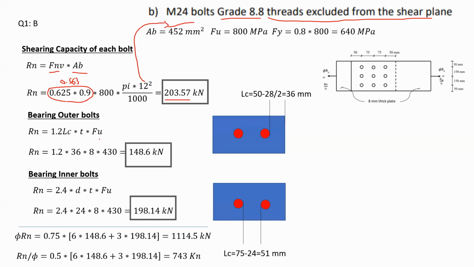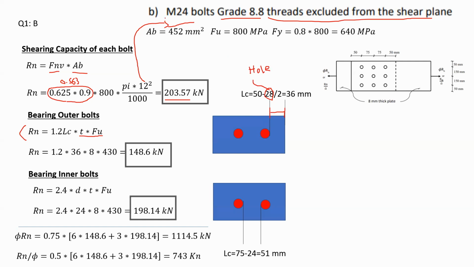We want to check the bearing of outer bolts. So based on this equation again, Rn is equal to 1.2 Lc by the thickness by F ultimate, and all these are related to the plate. Now, considering the LC value, I have to consider that I have the outer edge of the outer bolt in here. That's 1 LC. The LC value, same logic as we did before, will be, however, 50 minus 28 divided by 2, because now notice in here, 28 is the hole diameter.